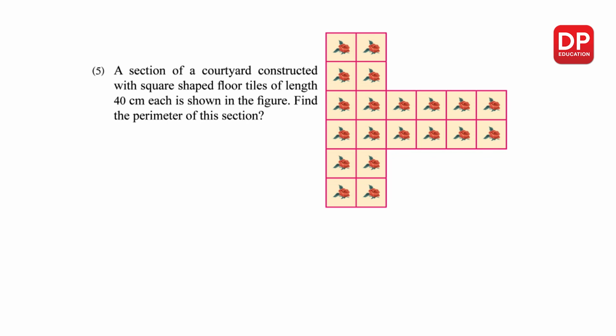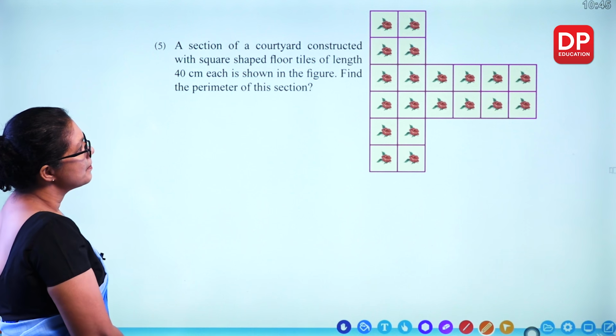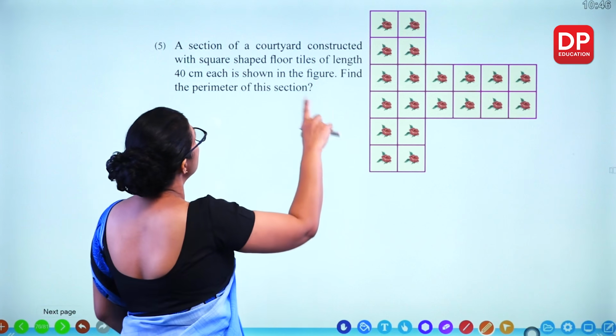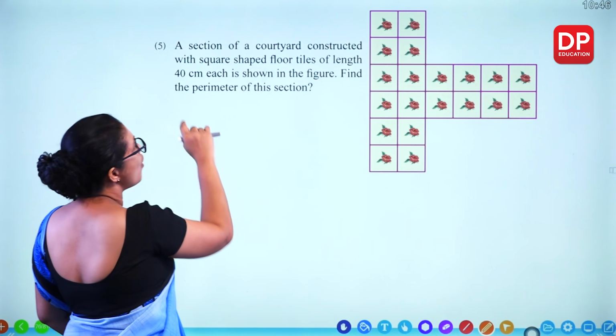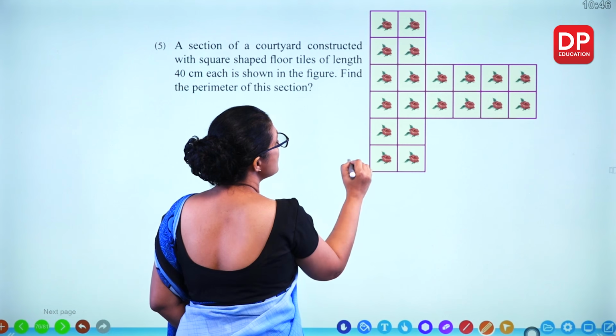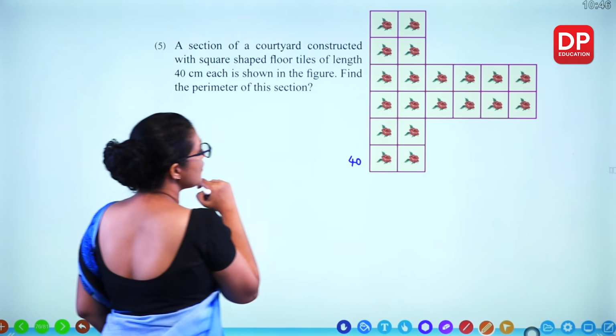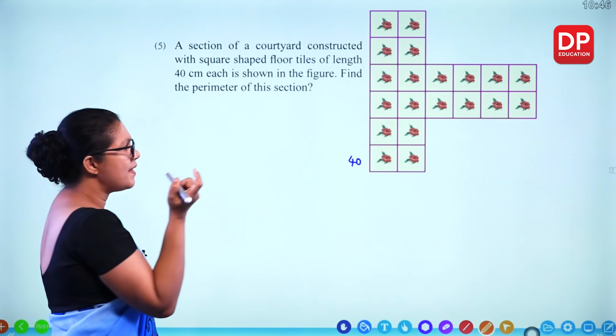A section of a courtyard constructed with square-shaped floor tiles of length 40 centimeters each is shown in the figure. Find the perimeter of this section. So perimeter means outer length. One tile is 40 centimeters, so this one is 40. We'll see how many 40s are there.